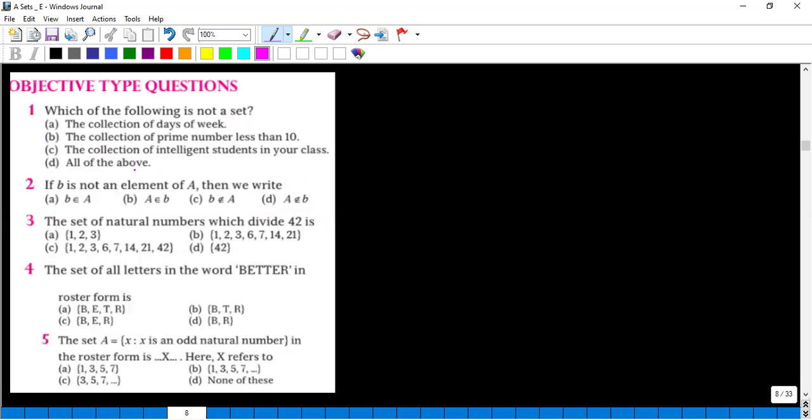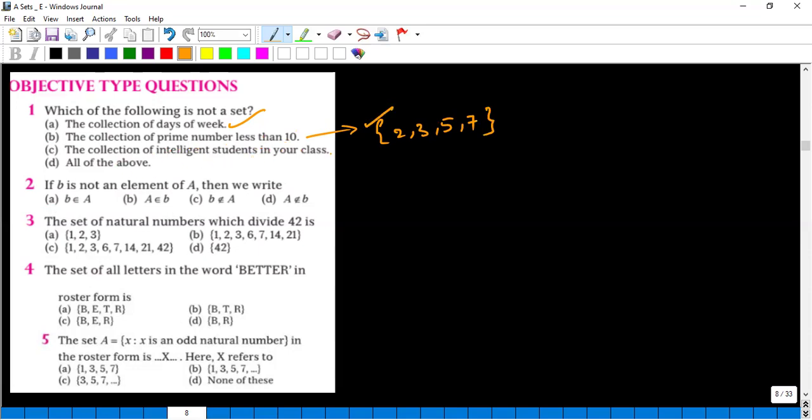Let us see some objective questions based on set builder form, roster form and the basic definition of the set, so you will get more clarity. Which of the following is not a set? Collection of days of a week. Of course, we can frame a set. It is a set only. Collection of prime numbers less than 10. Of course, we can find out very easily: 2, 3, 5, 7. These are the collection of prime numbers. So you can tell we can frame a set.